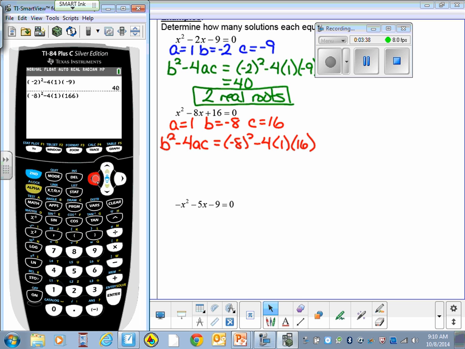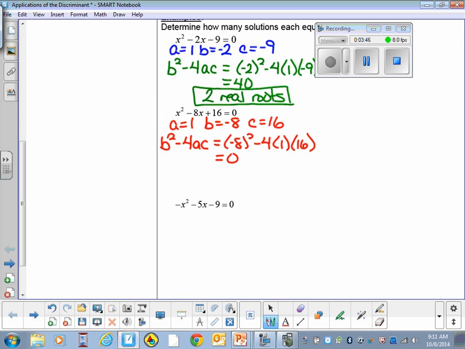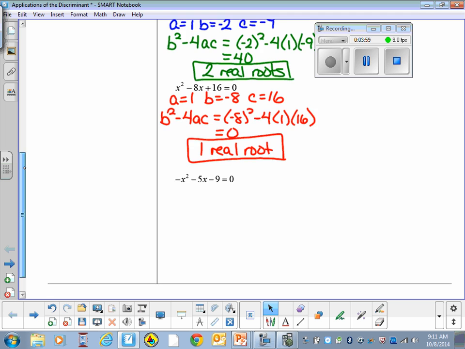Whoops. Delete. Got too many sixes there. Enter. 0. A discriminant of 0 means one real root. That means the vertex is sitting on the x-axis. Okay, let's look at our next one.